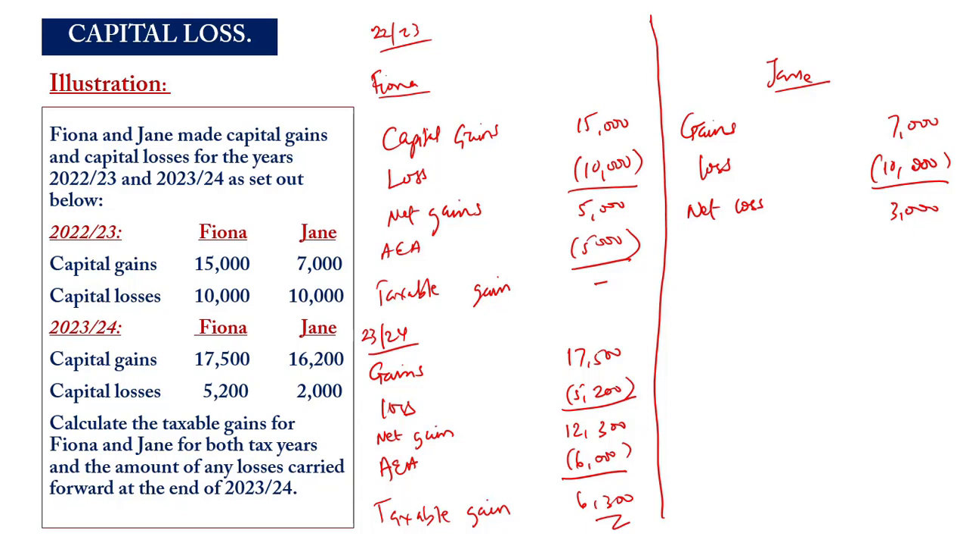Okay, now when we come to Jane for the tax year 2023-2024, we have a gain of £16,200.